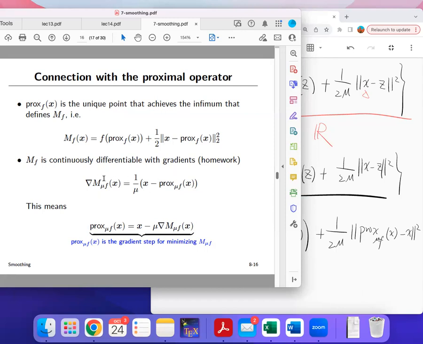Or we can rearrange this equation and solve for the proximal mapping. So we get another equation. The proximal mapping can also be characterized as performing one gradient descent step on the Moreau envelope: x minus μ times the gradient of the Moreau envelope function.